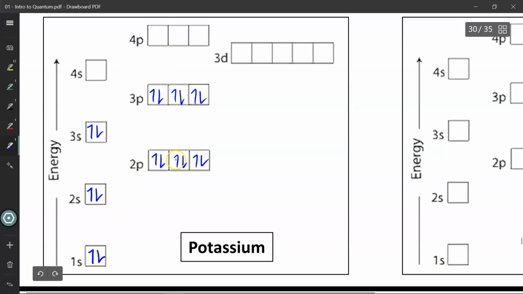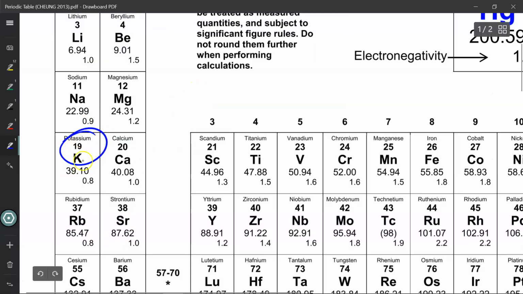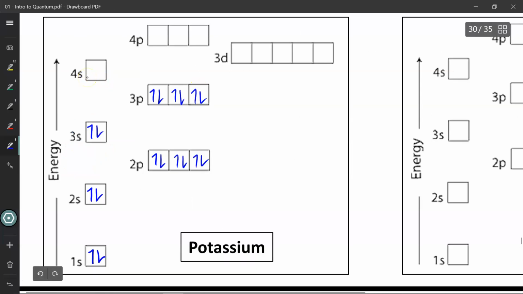2, 4, 6, 8, 10, 12, 14, 16, 18. But potassium needs 19, so we'll put in just 1 more. And there we have it, the electron orbital diagram for potassium.